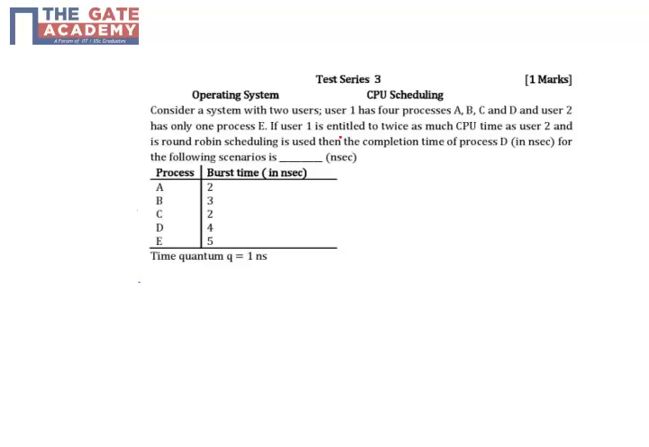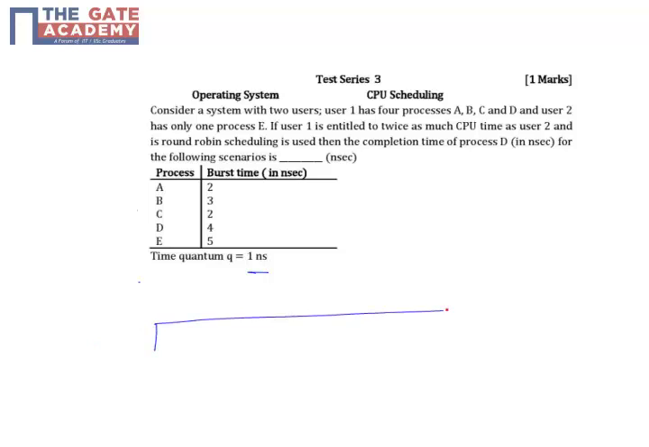That means in the question, if they have given time quantum Q is equal to 1 nanosecond, then user 2 will run for 1 nanosecond and user 1's processes will run for 2 nanoseconds, just because they have given it. Okay, now they have asked that in the round robin scheduling, what will be the completion time of process D? So for that particular thing, we will have to construct the Gantt chart.